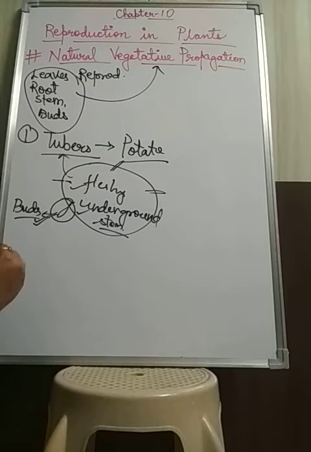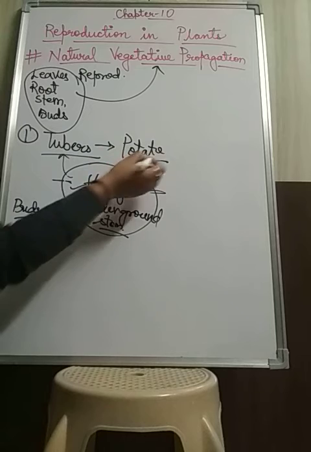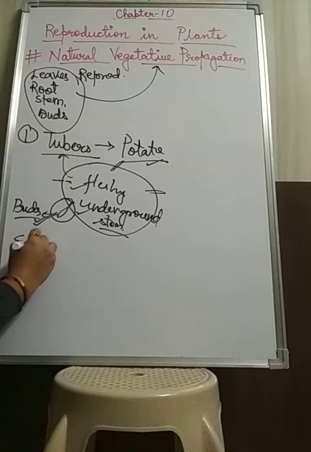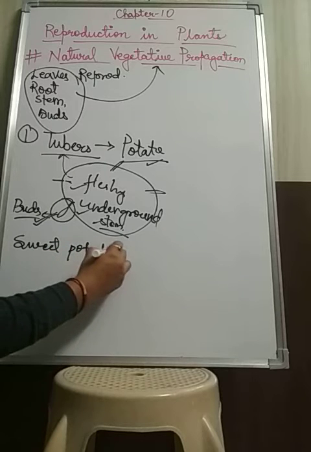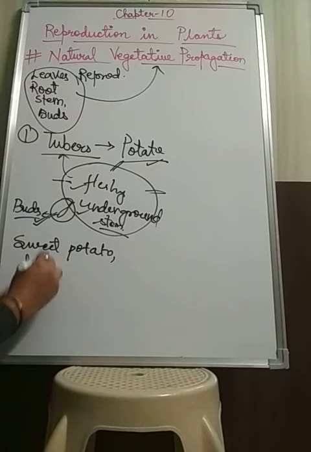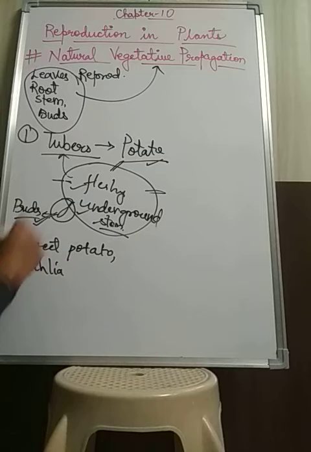There are some examples of tubers, that is the potato, sweet potato, which in Hindi is known as shakar kandi, and dahlia. Dahlia is a flower and it also propagates through these underground stems. They also propagate through tubers.